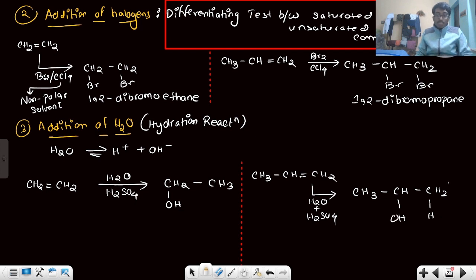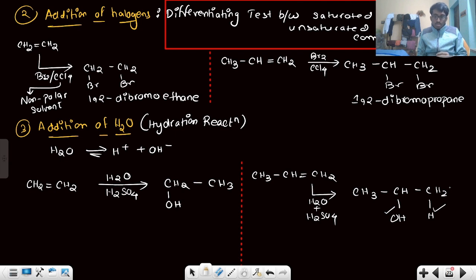Which side? Someone can say this side, someone will say that side. Both sides it cannot be, na? Both sides only H I have added, that is not possible. One side I have to keep OH, and one side I have to keep H+. Then which side I will keep that? That is dependent on which rule?